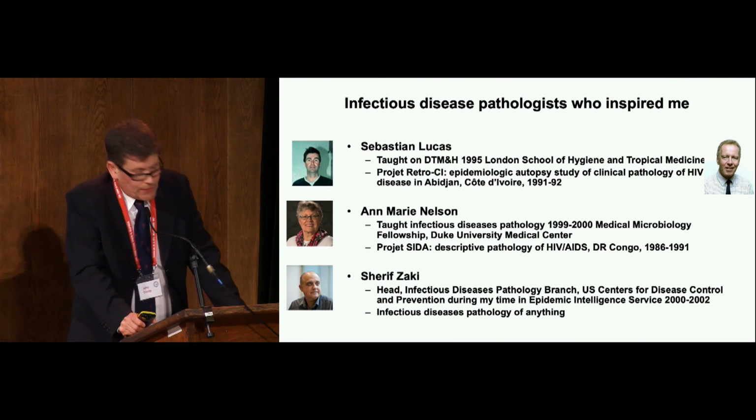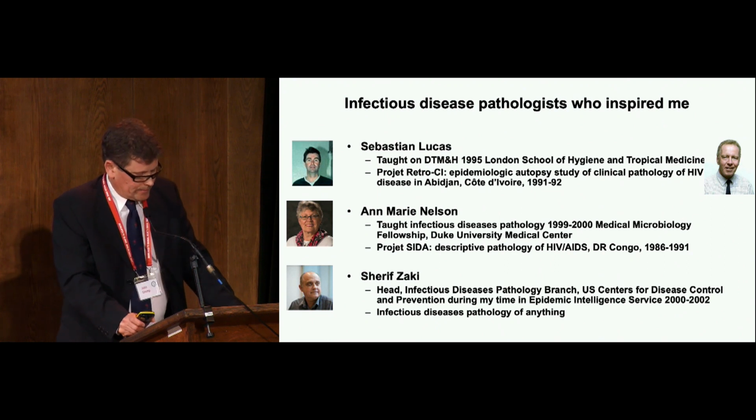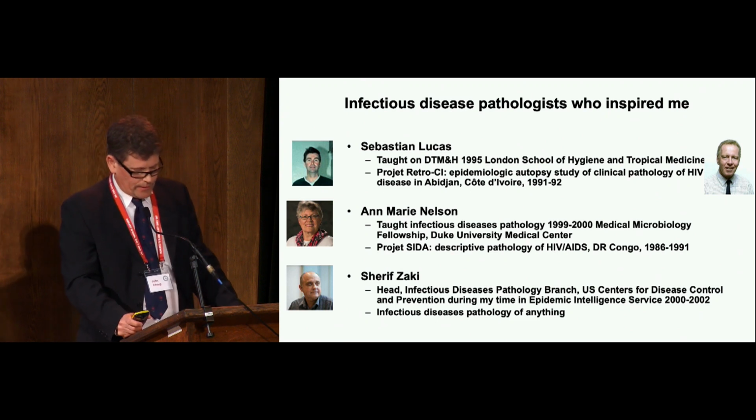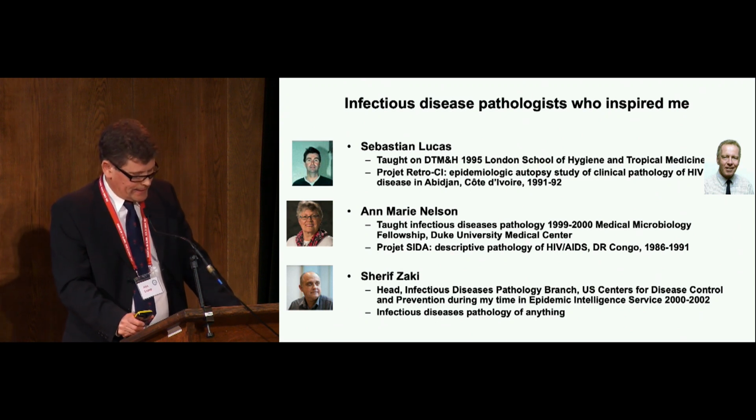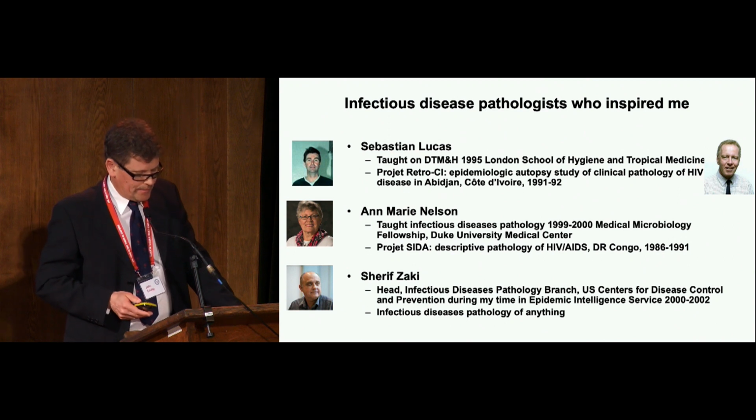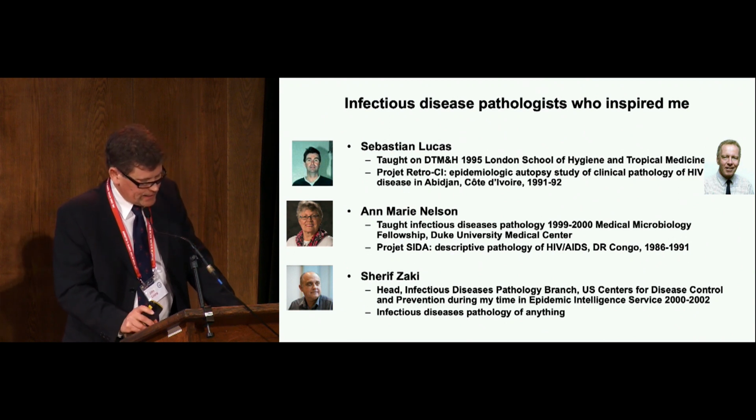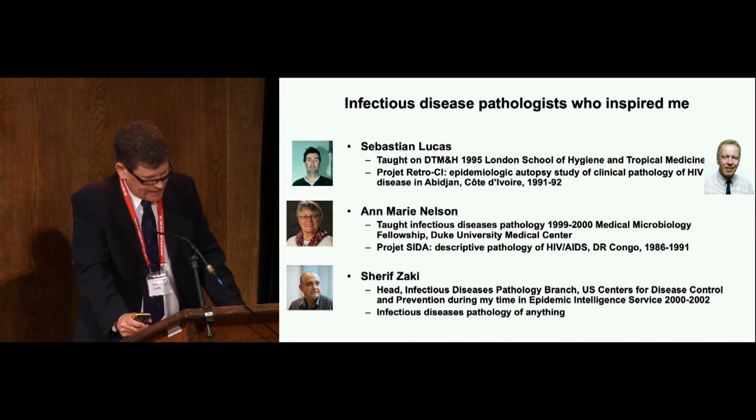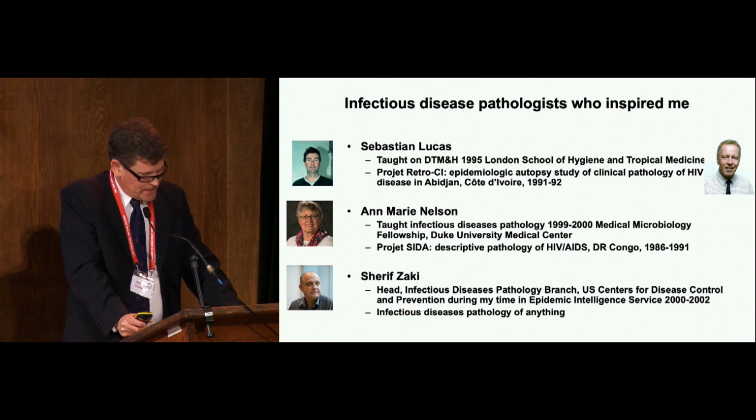Then Anne-Marie Nelson, who taught me infectious disease pathology during my medical microbiology fellowship at Duke University. She had worked on Projet SIDA, leading a descriptive pathology study of AIDS in DR Congo in the late 80s, early 90s. And then finally, the late Sharif Zaki, who was head of infectious disease pathology at the US Centers for Disease Control during my time as an epidemic intelligence service officer, and whose interest in the application of infectious disease pathology to cryptic deaths and outbreaks was well known.